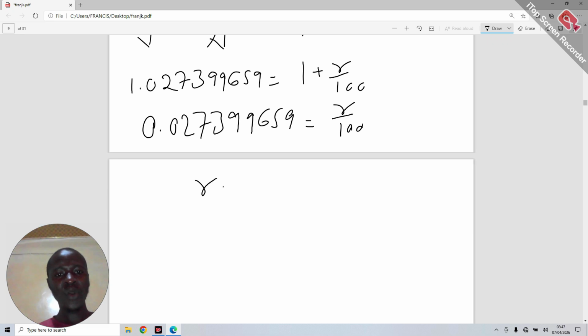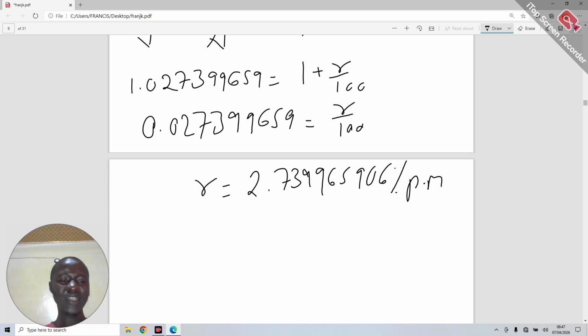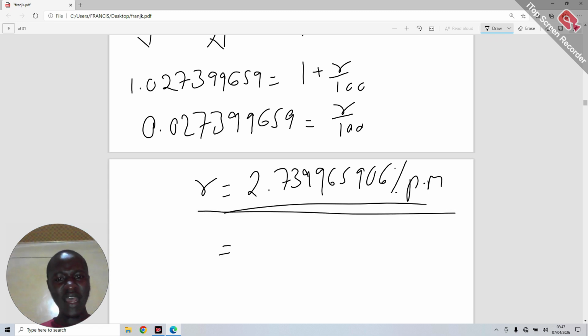So what is our rate? Multiplying that by 100, I shall get 2.7399659906% per month. So that's our answer. If the question doesn't specify to what decimal place you should leave your answer, you better leave it this way, or write the full answer. Then just after the answer, you write your answer to whatever decimal places or significant figures you want.